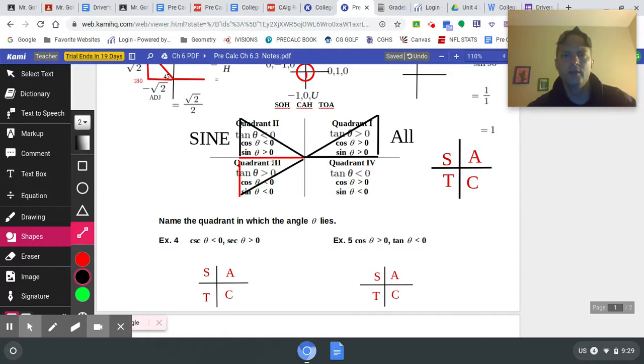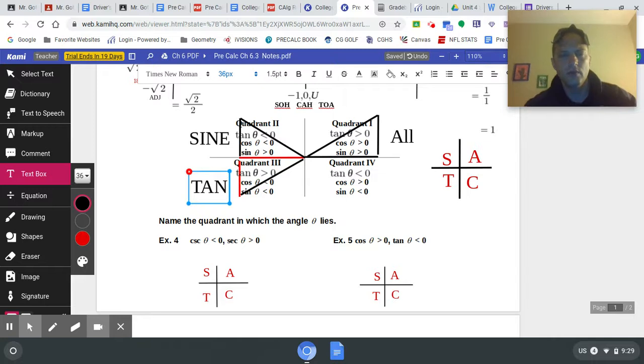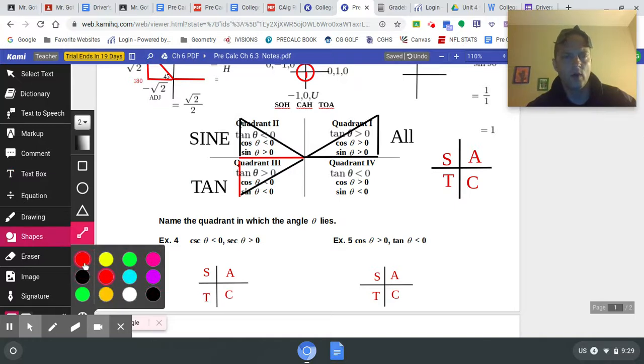Okay, so with opposite and adjacent being negative, that's TOA, negative over negative, that is a positive for tangent. But cosine and sine are less than 0 or negative. So in this quadrant, only tangent is positive. All right, last but not least, quadrant 4.